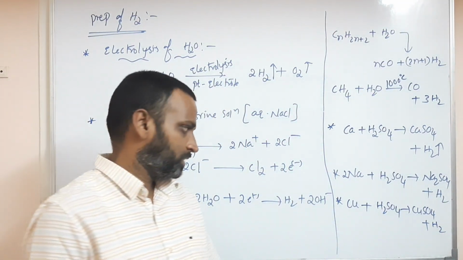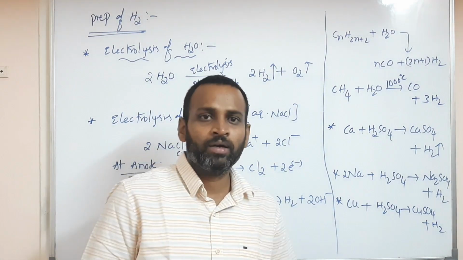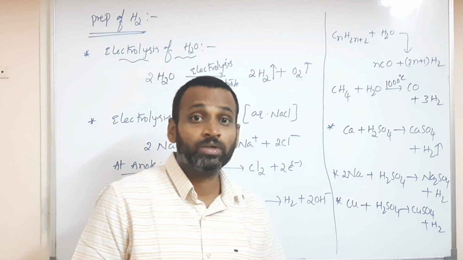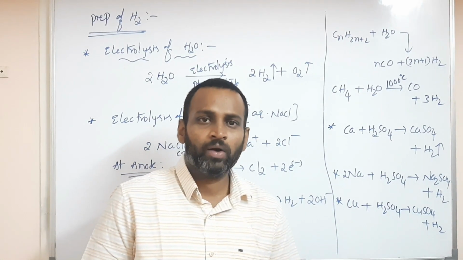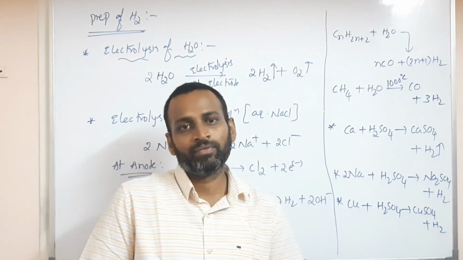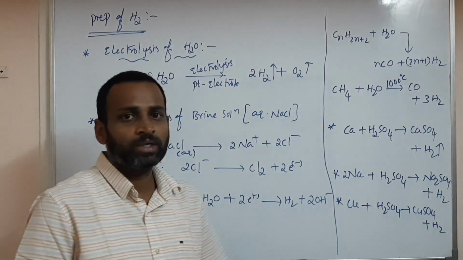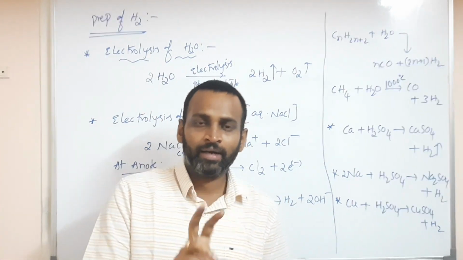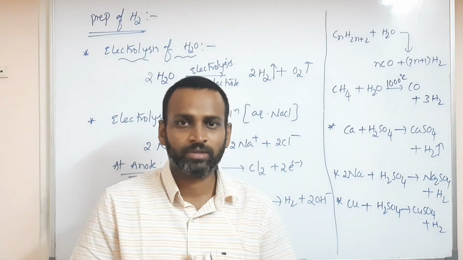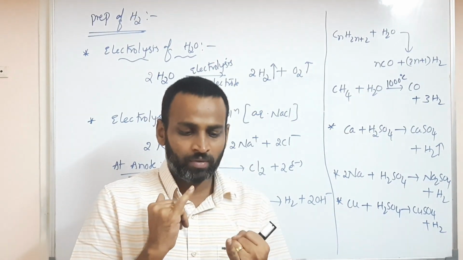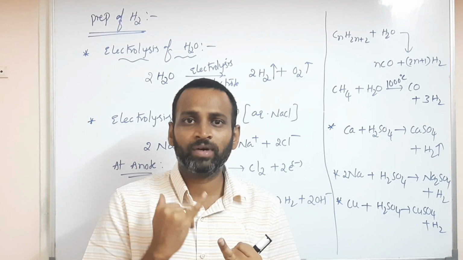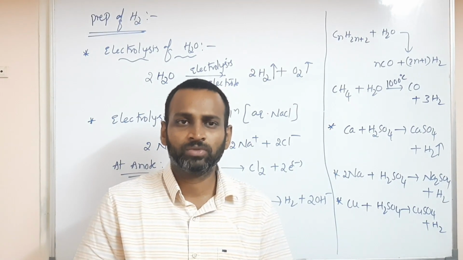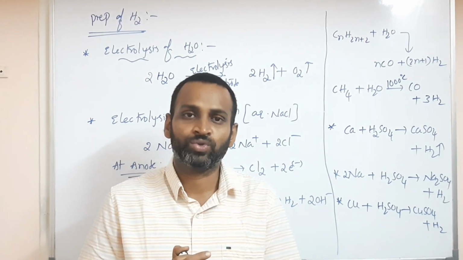And one more preparation is there, the Bosch process, and preparation of water gas. Water gas means CO plus H2. Those we can have later, and heavy water and hardness of water in our next class, and hydrogen peroxide in one class. Clearly we will learn, because either from hardness of water or from hydrogen peroxide you will have a sure question. So you have to understand those two. Thank you.